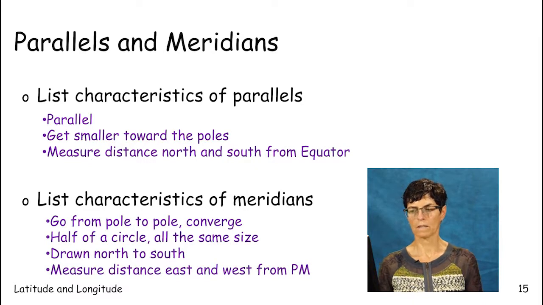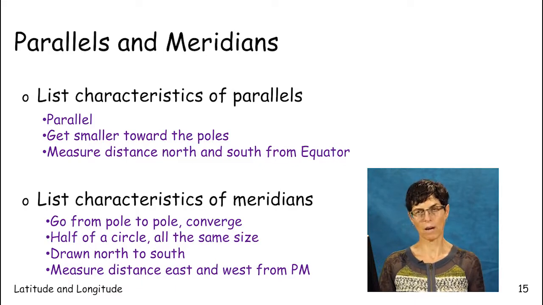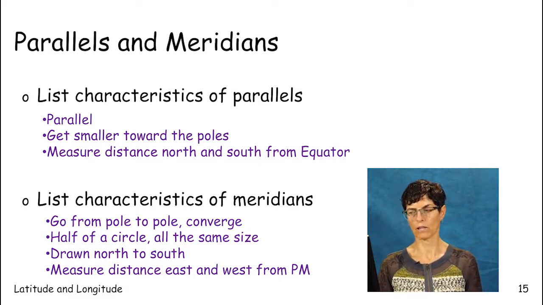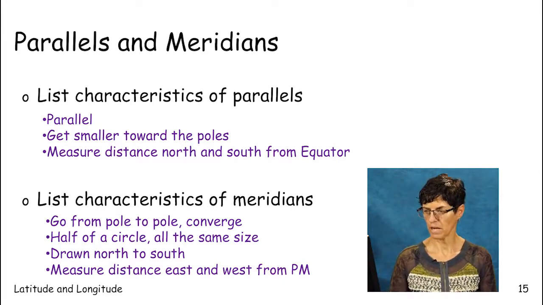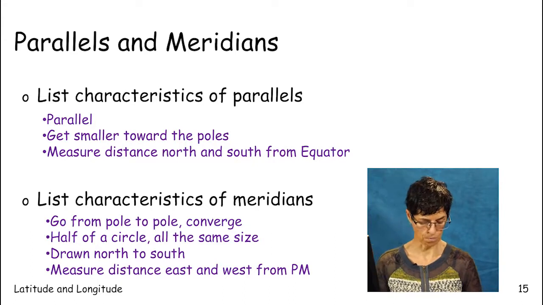The meridians, they all go from pole to pole. So they actually converge at the poles, at both poles. They are all half of a circle, and they are all the same size. They are drawn north to south, but they are going to give us direction east and west of the prime meridian. And PM here stands for prime meridian.